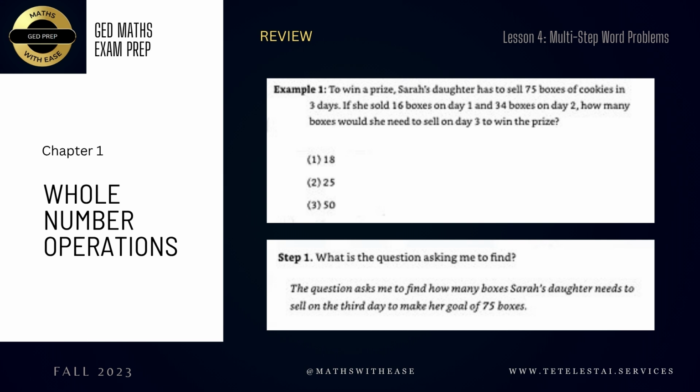Oh, 30. Do you see what I just did there? She sold 34 boxes on day two. I multiplied 34 by 2. Was I supposed to do that? No. She sold 34 boxes. The day here doesn't count.